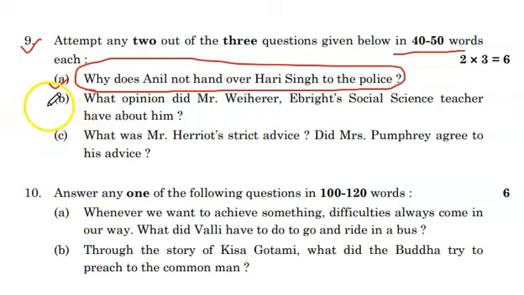Now let us discuss question number B. What opinion did Mr. Verghese, Everett's social science teacher, have about him? This question has been taken from The Making of a Scientist, and I am taking you to that particular paragraph that you should use in answering this question.